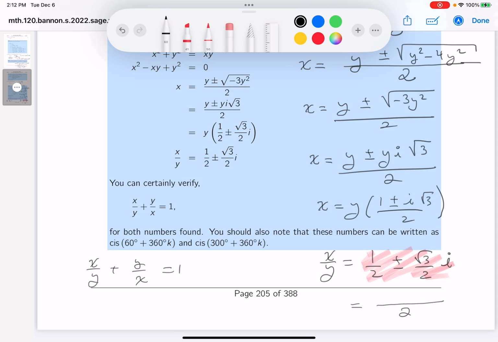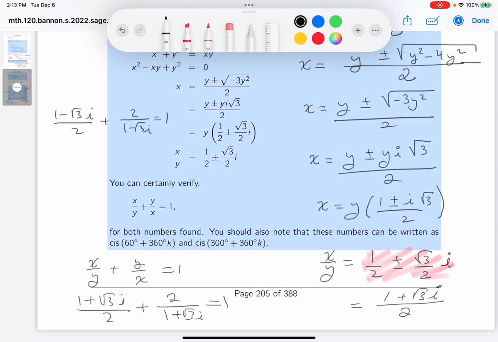One of the numbers is 1 plus root 3 i. You could write that down as 1 plus root 3i over 2, plus its reciprocal, which would be 2 over 1 plus root 3i. And if you had those two numbers, they should add to 1. What's the other one to check? 1 minus root 3i over 2 plus 2 over 1 minus root 3i equals 1 as well. And you can check them both if you like.